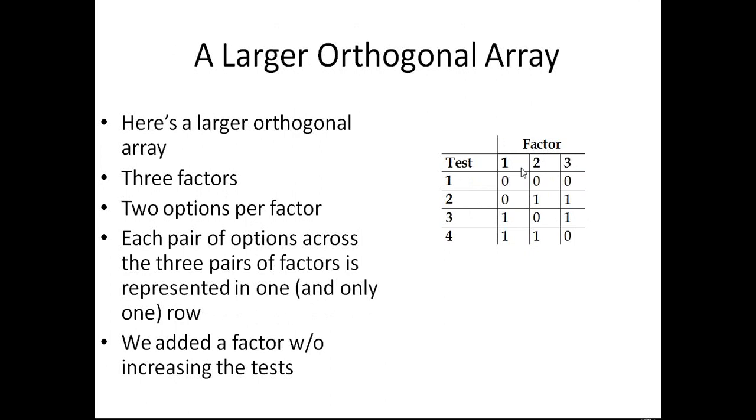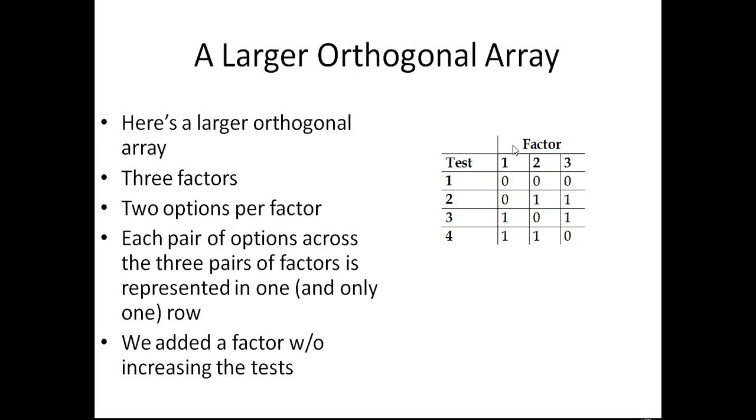So if you look at this table, between factor 1 and 2, are we covering all the combinations? 0 0, 0 1, 1 0, and 1 1. Yes. So we are covering all the combinations between factors 1 and 2. Now if we look at combinations between factor 2 and 3, we have 0 0 on the first row, 0 1 on row number 3, 1 0 in row number 4, and 1 1 on row number 2. That means all pairs between factor number 2 and factor number 3 are also covered.